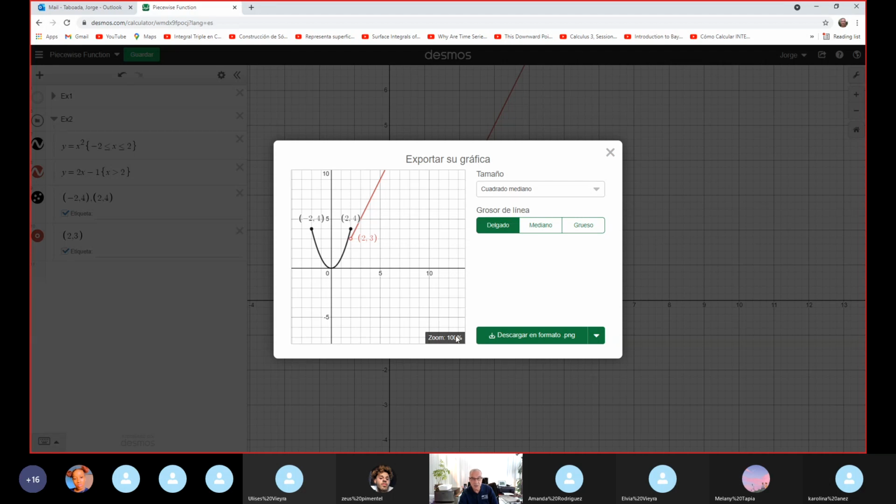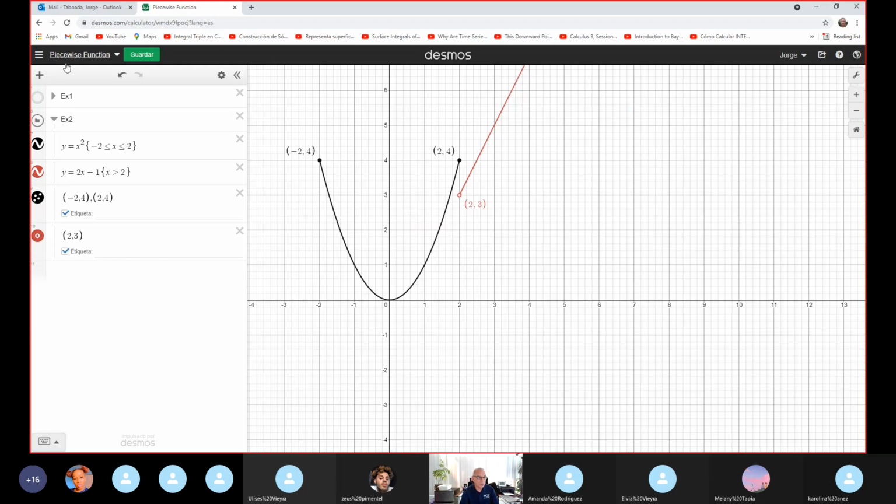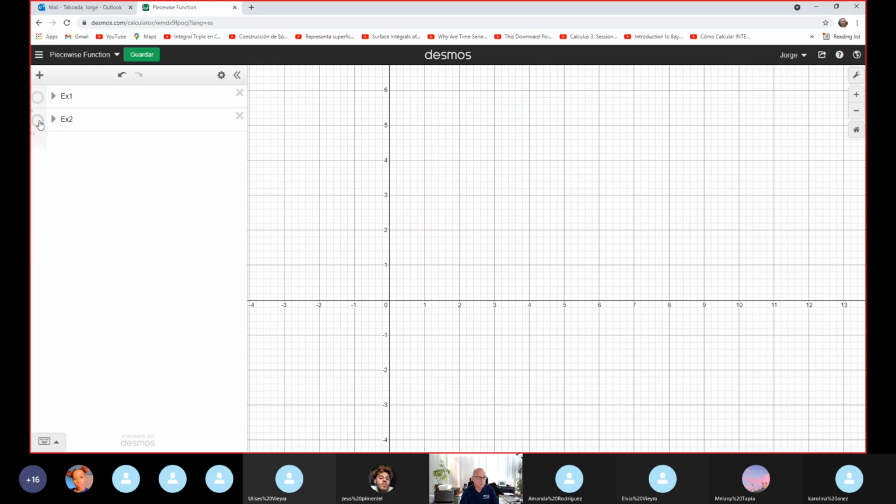Zoom 100%, medium, whatever, bold, not too much. Either way, the way you prefer, and you download this image, and you send me back. End of story. Download. Wow. Any question?